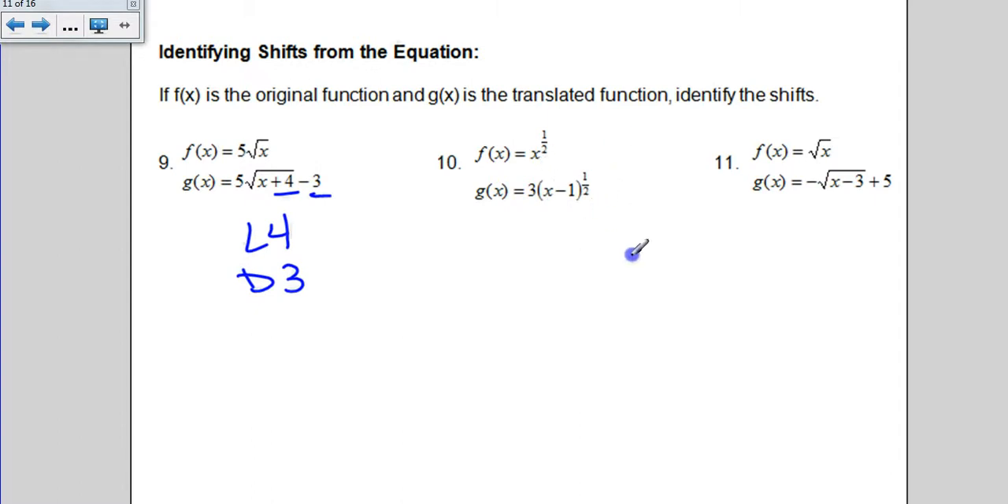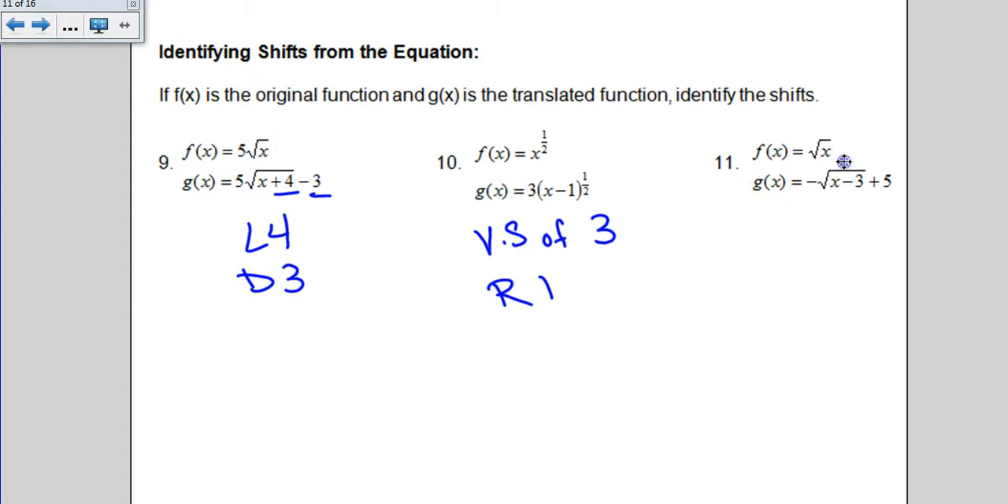This is really a square root graph. They just wrote it with a rational exponent instead of a radical. So the 3 has a vertical stretch. So this guy has a vertical stretch of 3. And then the -1 inside by the X means that it was shifted right 1.